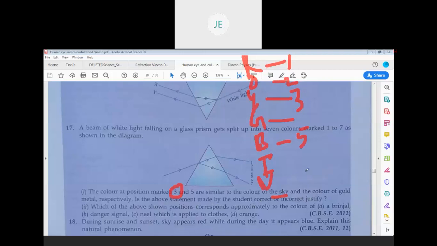The next. Yeah, this one is okay, done. Describe the formation of rainbow, done. It is a diagram you have to do. Why do different colors get separated when white light passes? Because they have different wavelengths. Different wavelength colors have different bending nature, so that is why they split. You have to tell this. That phenomenon is called dispersion.